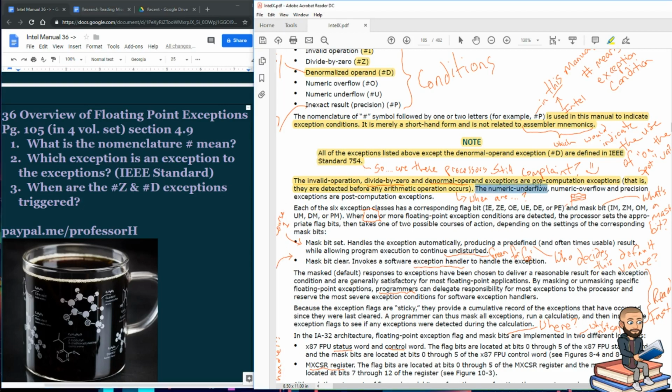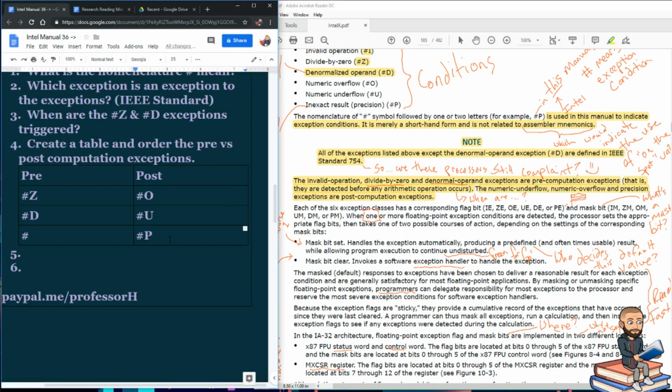Now the numeric underflow and numeric overflow and precision exceptions are post computation exceptions. And I'm a teacher, what can I say? I like tables. So here we have a nice little neat table ordering the pre versus post computation exceptions.